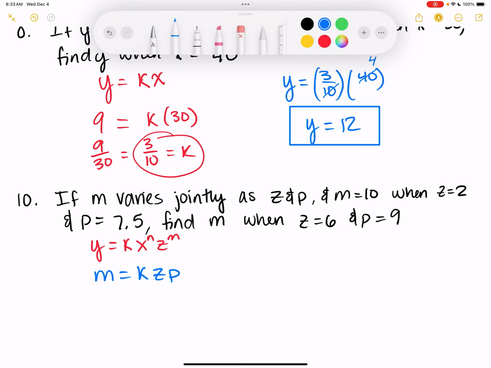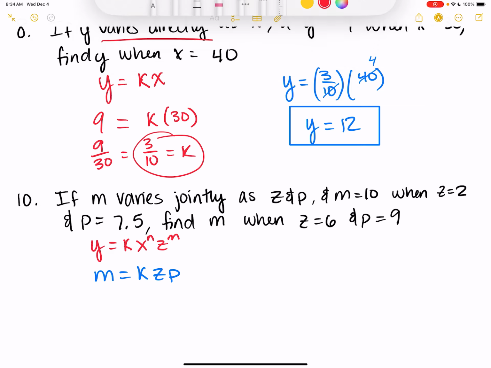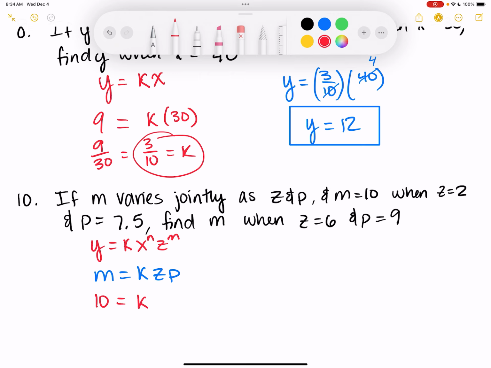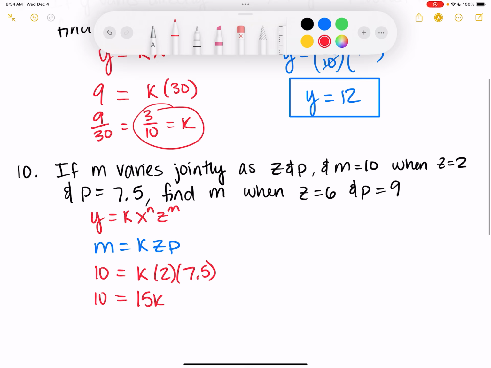So we're going to need to solve for k first like we did in the last one, and then we're going to use that to solve for m. So basically all of these problems have 2 steps that we're doing for them. So m is 10, k we don't know, z is 2, and p is 7.5. So 2 times 7.5 is 15. So 15k equals 10. So then divide by that. k is going to reduce to 2/3.